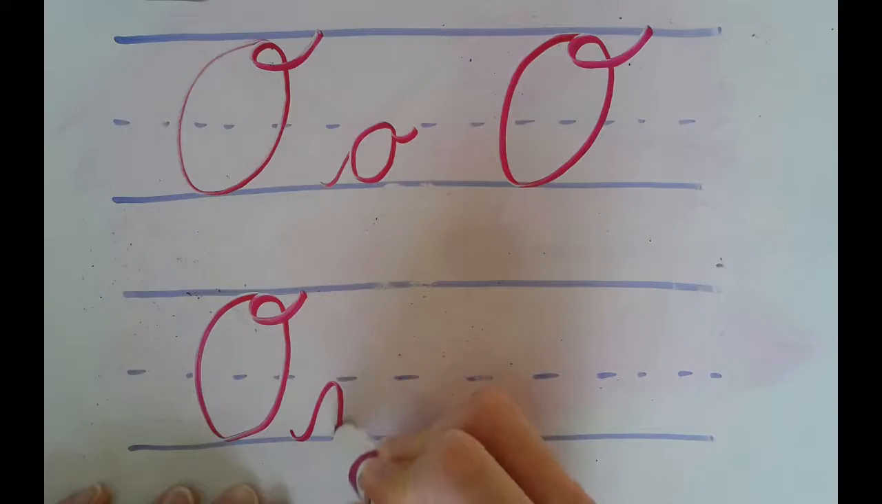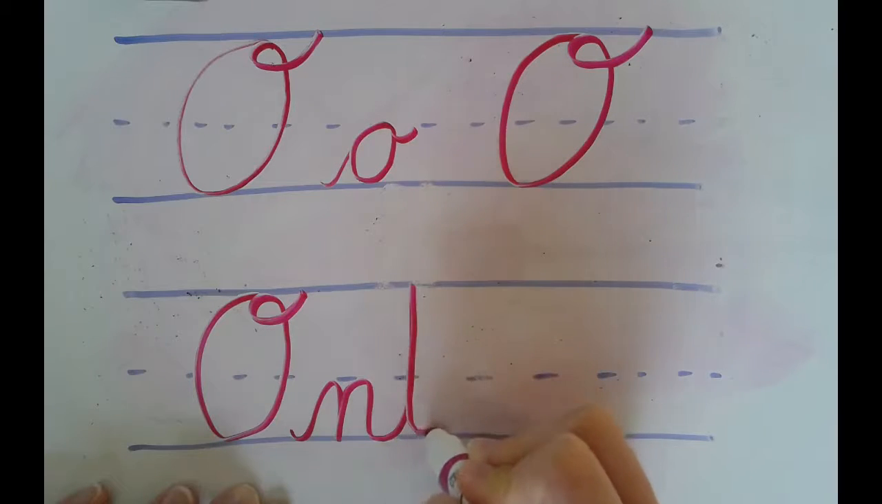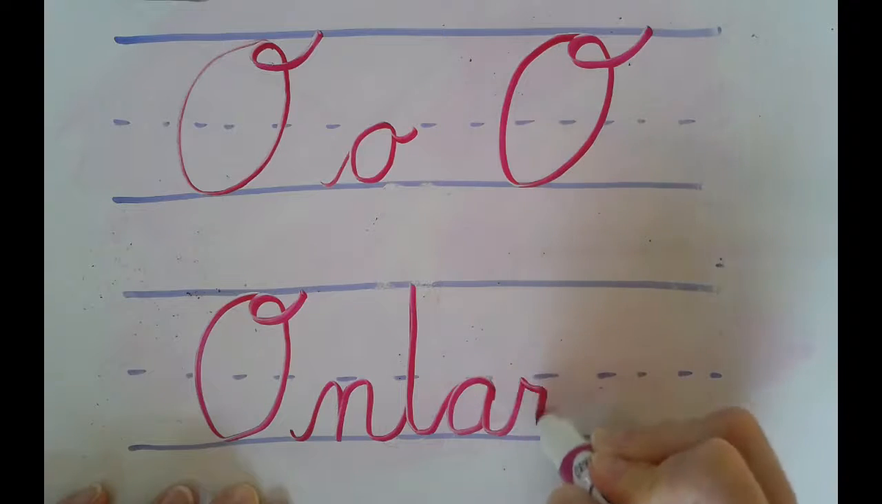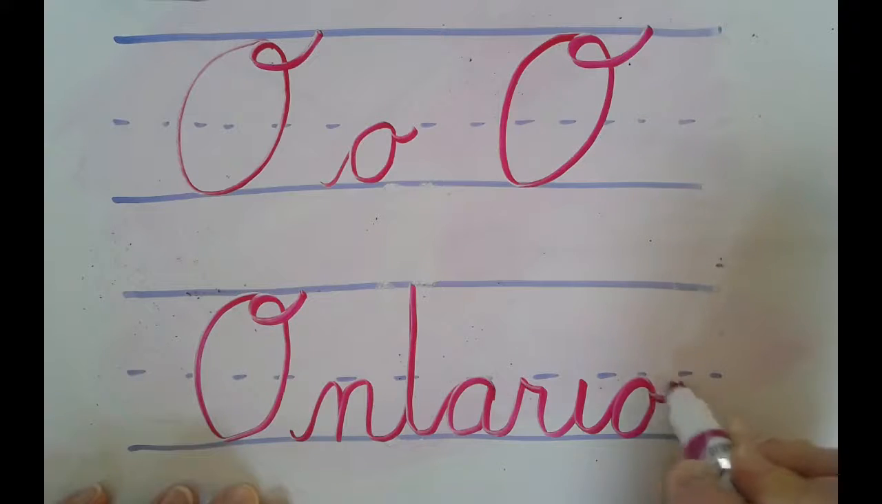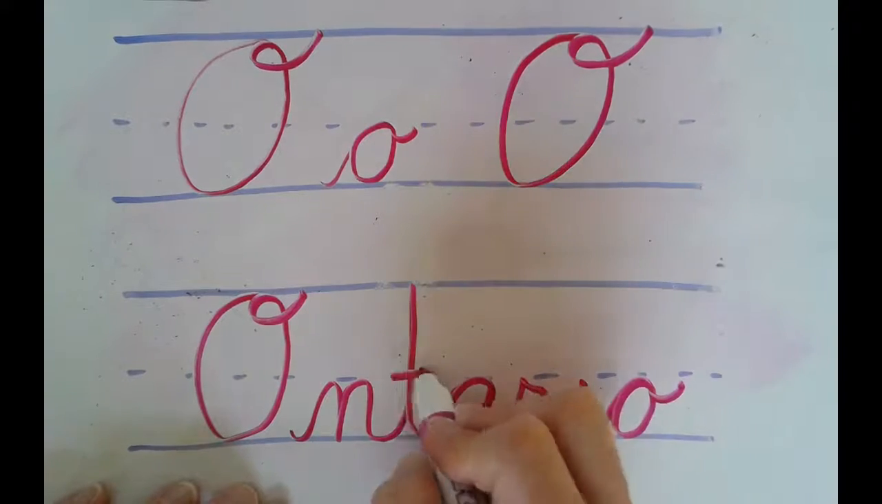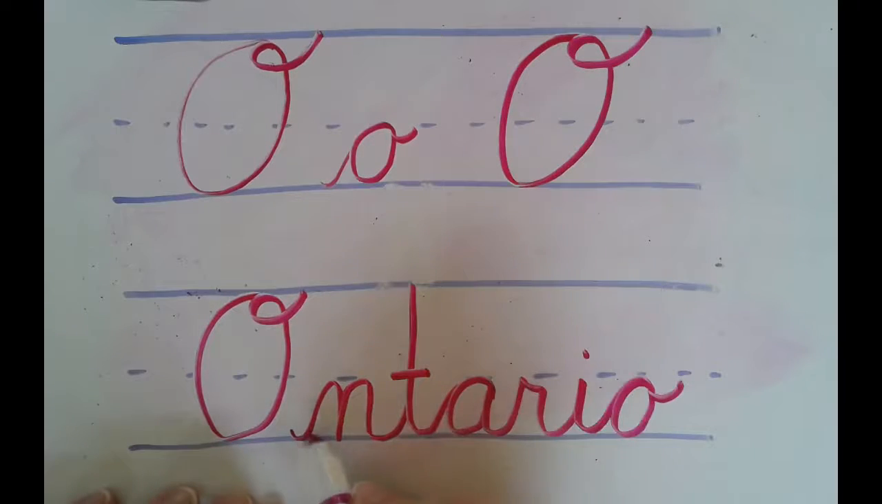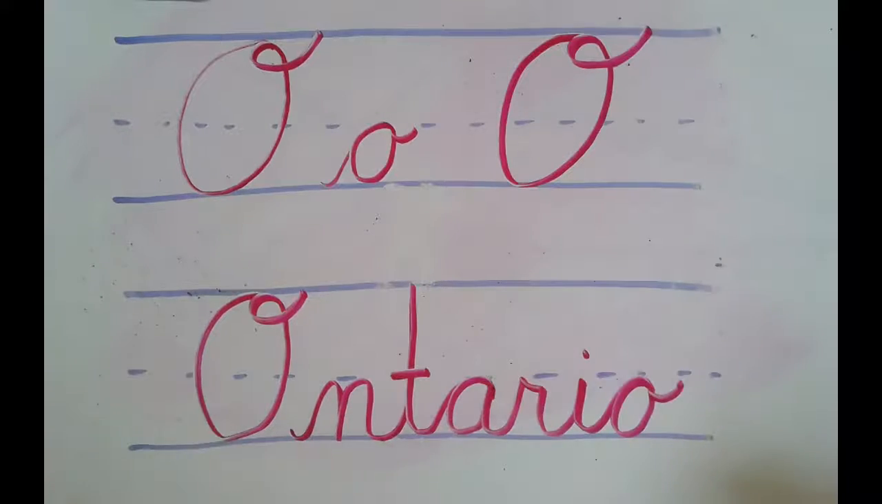N, T, A, R, I, O. Ontario. Now I'm going to cross my T and dot my I. Ontario. O-N-T-A-R-I-O. Ontario.